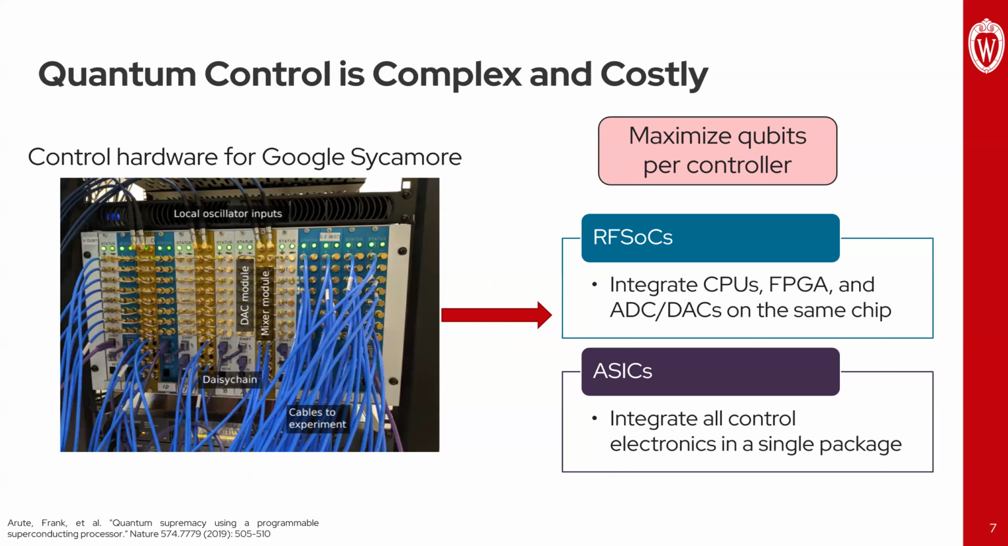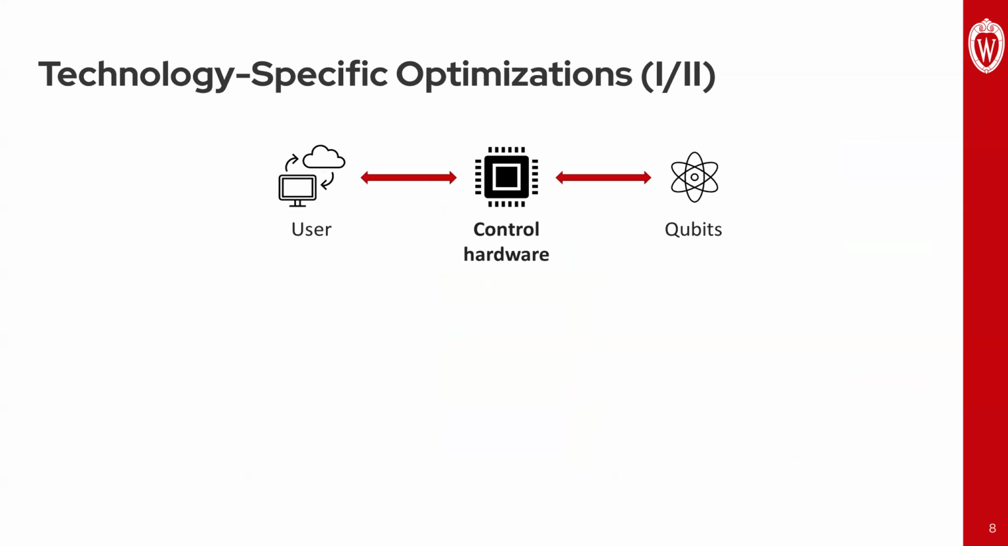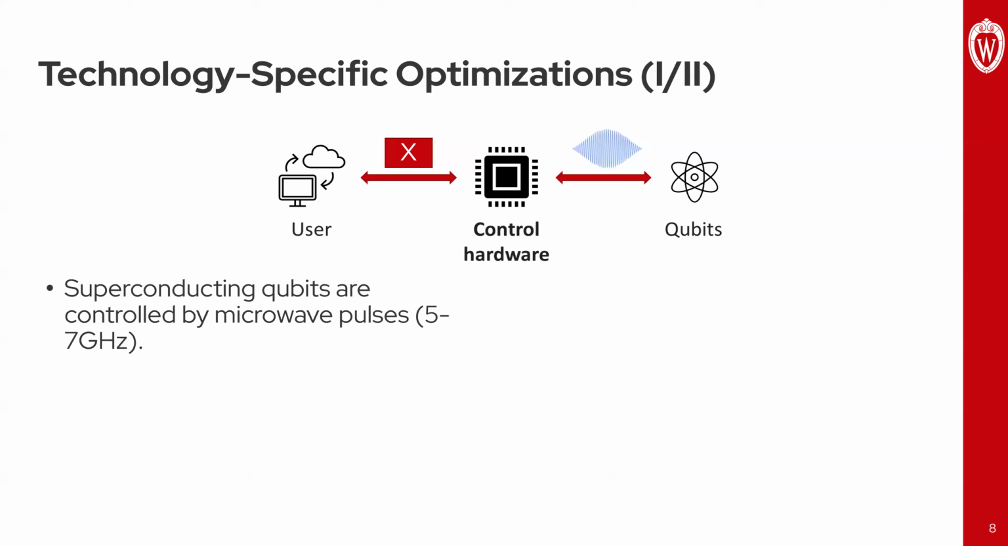So now I'll talk about a couple of things that I've done just to make this control hardware more scalable for superconducting qubits, and that's why I call it technology-specific optimizations. All these optimizations may or may not be applicable for other qubit technologies. So for superconducting qubits, if we wanted to implement something like an X gate, which just flips the state of a qubit from 0 to 1 or 1 to 0, the control hardware actually synthesizes that as a high frequency microwave pulse, which you see between the control hardware and the qubits.